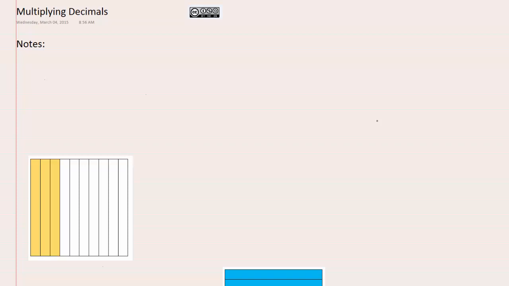Hello! Today we're going to talk about multiplying decimals. Now when we're thinking about multiplication, I want you guys to think about finding an area. So here I'm going to write a note about that.